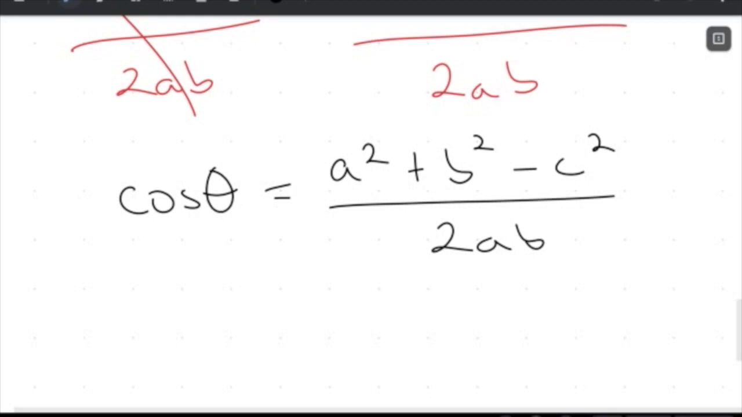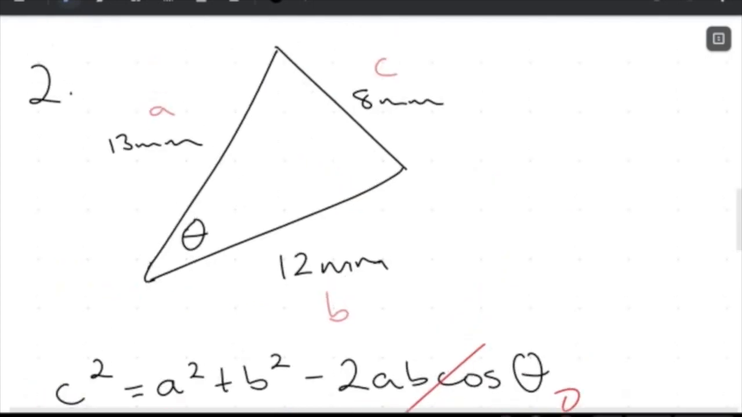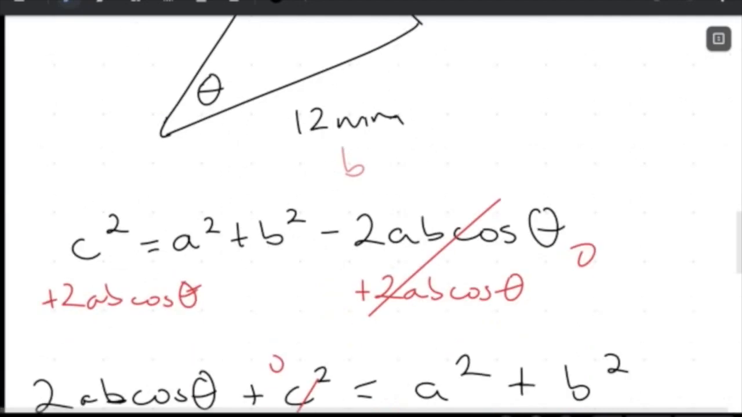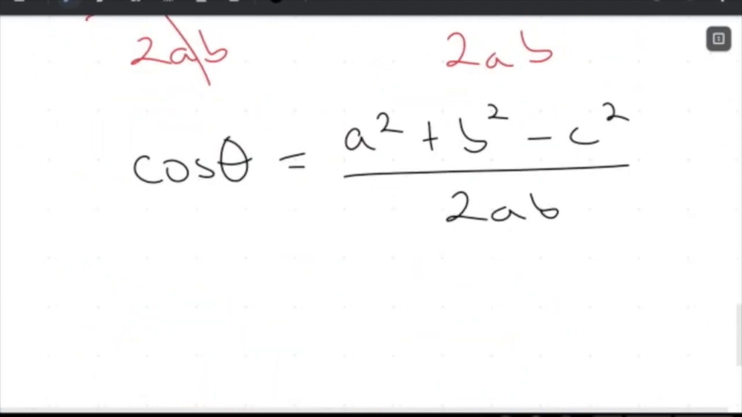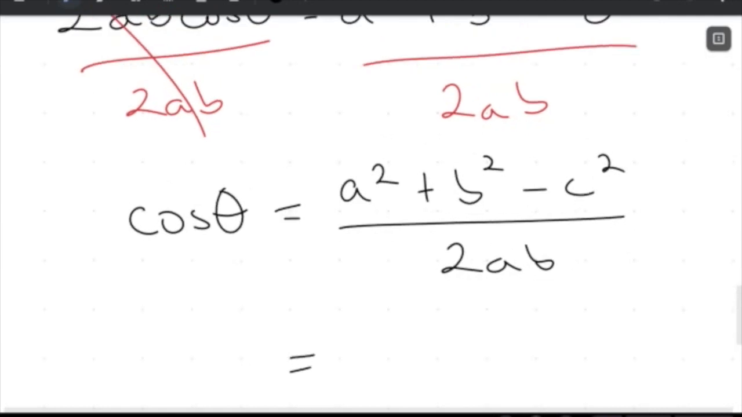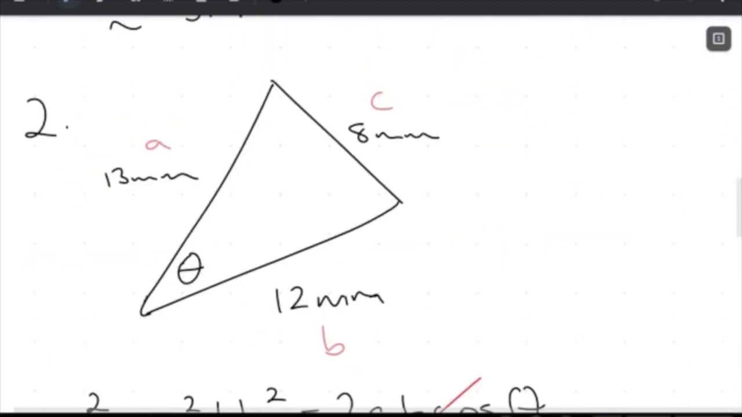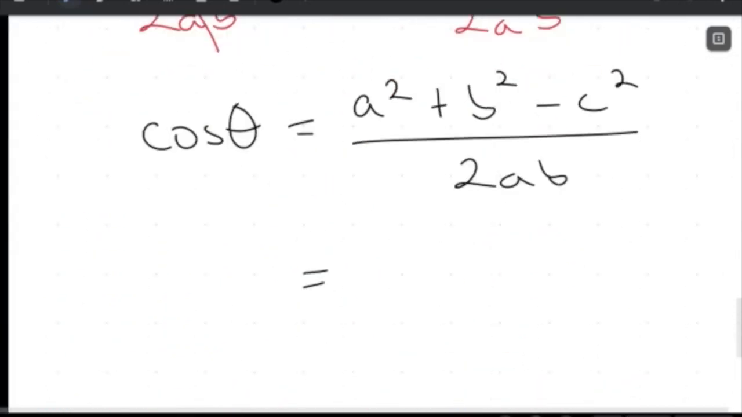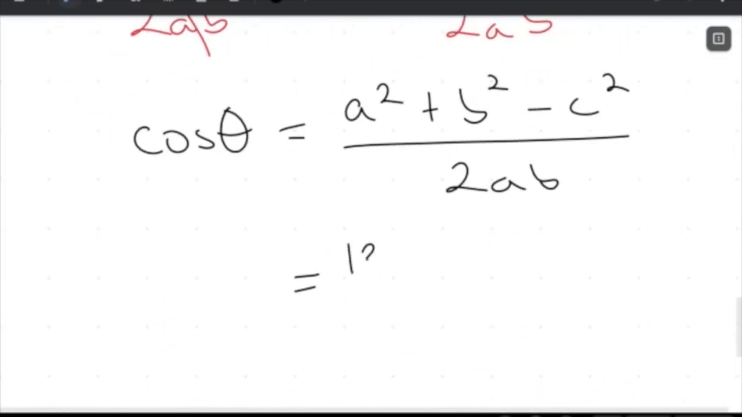Alright, now we have it in this form, and we already have cos theta as the subject. So I can substitute all of my elements into my equation in order to get to theta. Instead of c, I'm going to put 8. Instead of a, I'm going to put 13. Instead of b, I'm going to put 12. So we get 13 squared, because I'm substituting in 13 for a, plus 12 squared minus 8 squared.